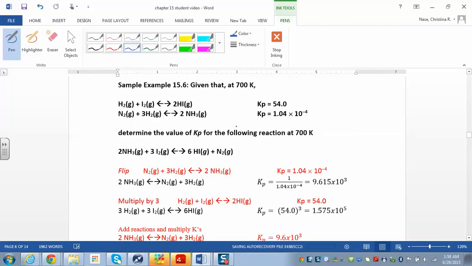So now we have Kp's. Determine the Kp for this reaction. So we're looking for this guy. Go reactant by reactant. If you have to go to products, then you have to go to products. Just take them one at a time. I usually just start with the first one.